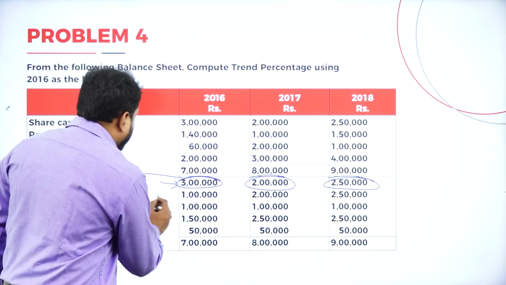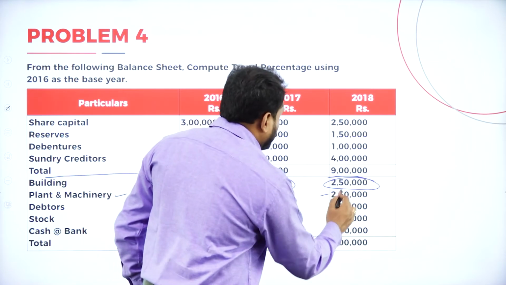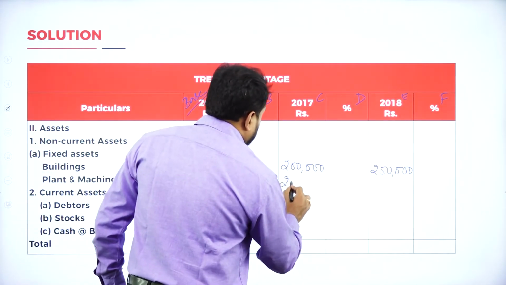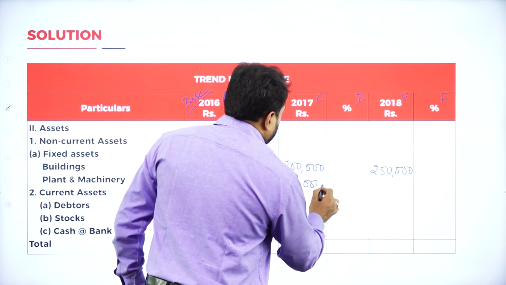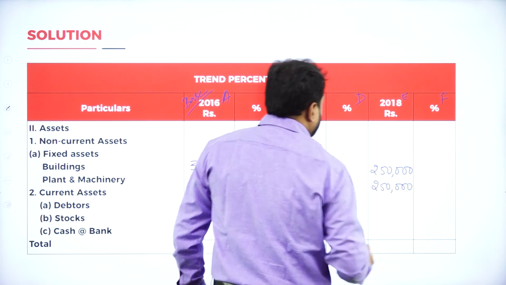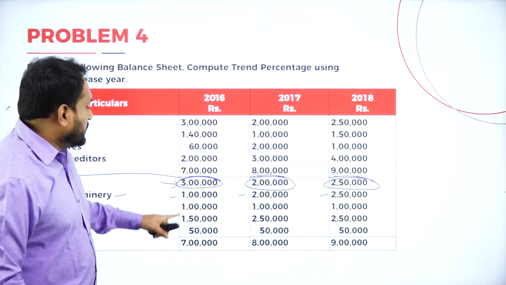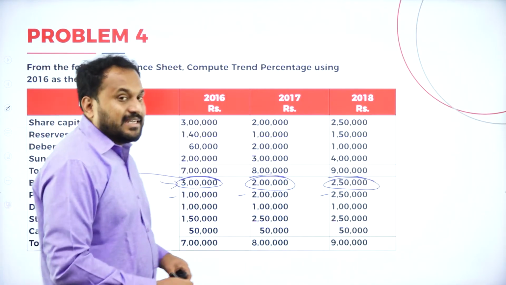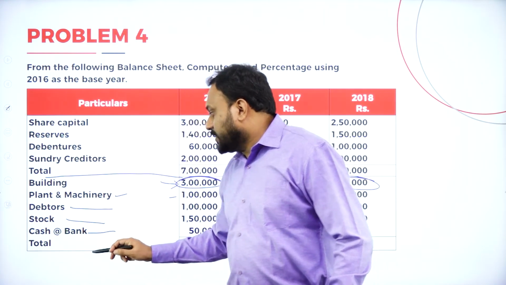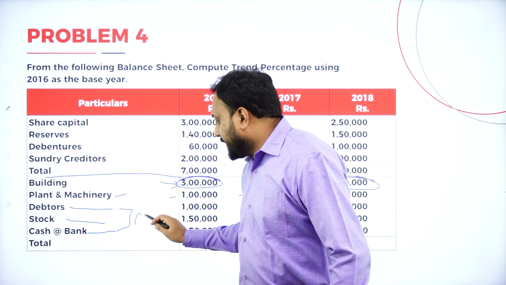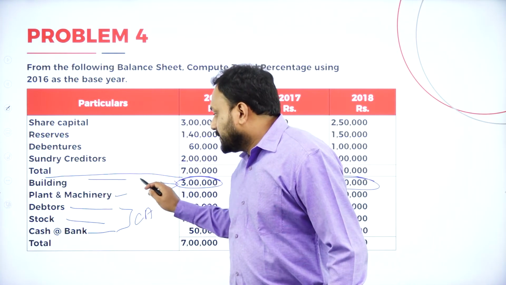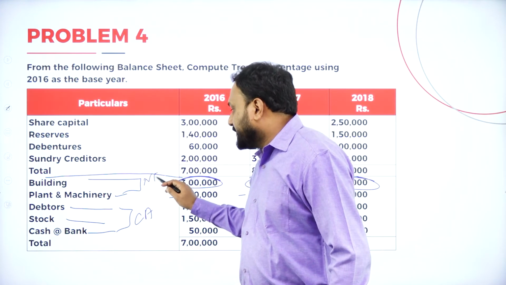Next we have plant and machinery: 1 lakh, 2 lakh and 2 lakh 50. So this is also done. Next we have debtors. We have debtors, stock, cash. All these three are current assets. These two are non-current and fixed assets.